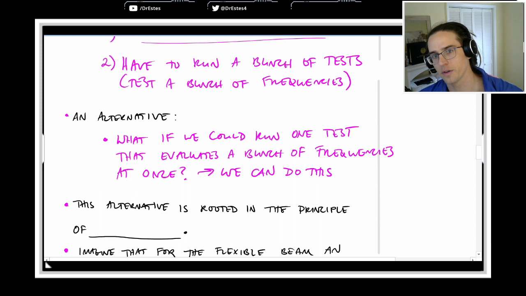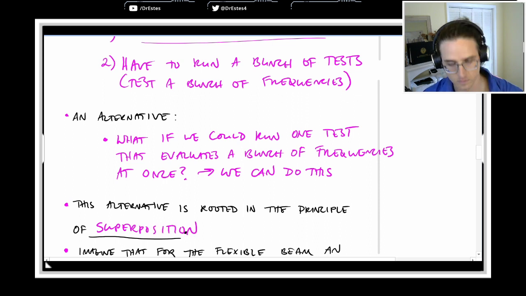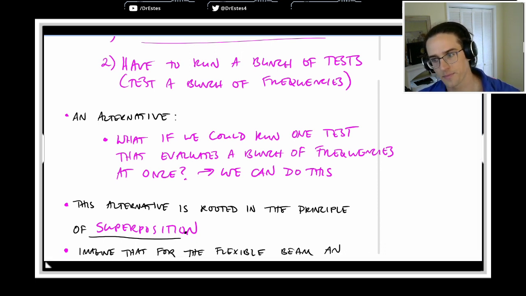So this alternative is rooted in the principle of superposition, which is a cool property of linear systems. So I want to explain to you what superposition is right here.